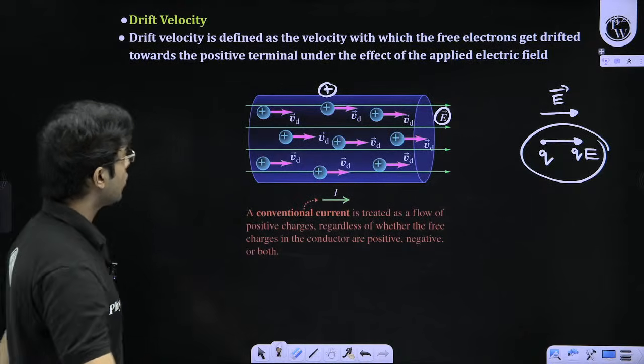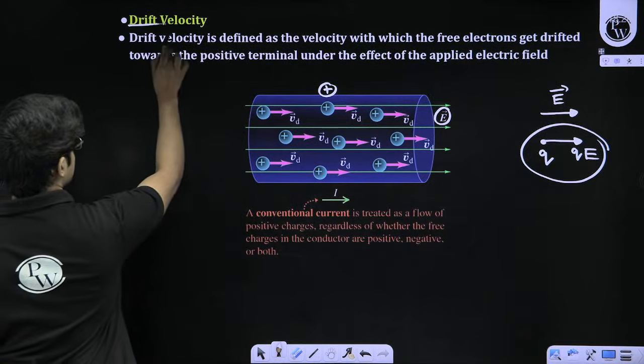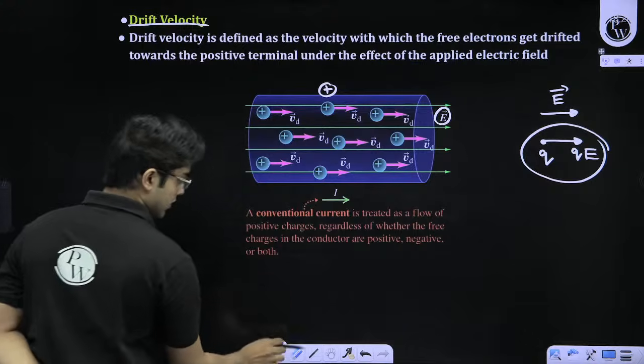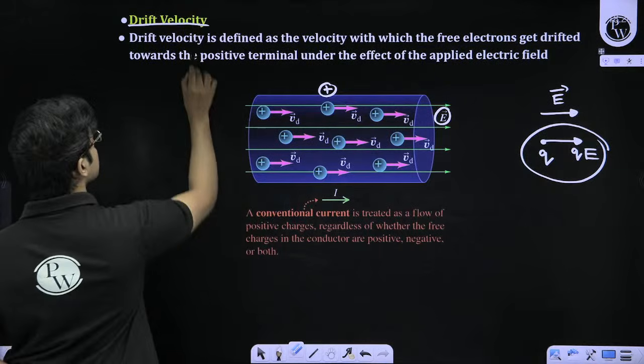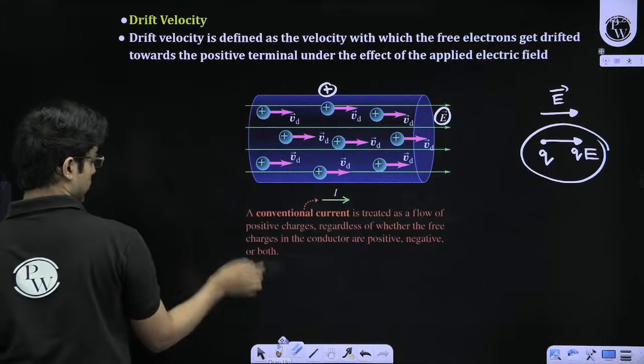And here we will talk about a concept known as drift velocity. Okay, drift velocity. Now this is an important idea to understand.